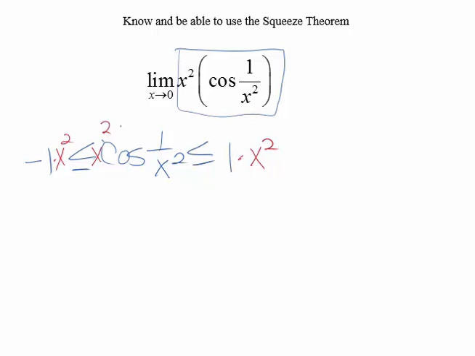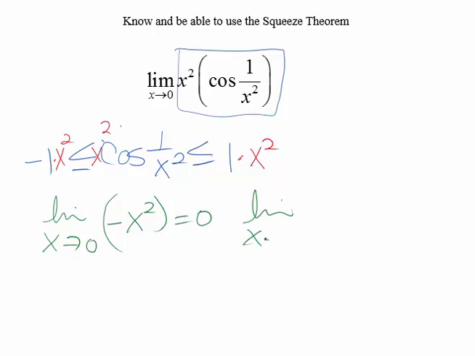So what the squeeze theorem says is if you take the limit of the two ends and they equal the same number, then the limit of the function in the middle also has to equal that number. So I'm going to take that inequality, and first I'm going to just take the function on the left, the limit as x goes to 0 of negative x squared, and that is 0. And the limit as x goes to 0 of the right-hand function of x squared is also 0.